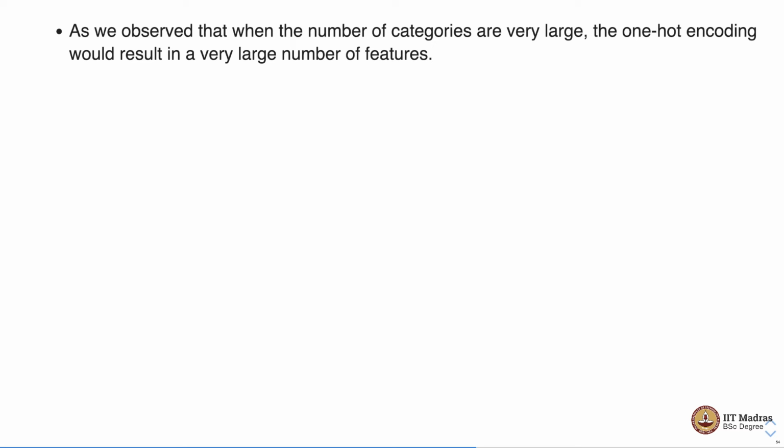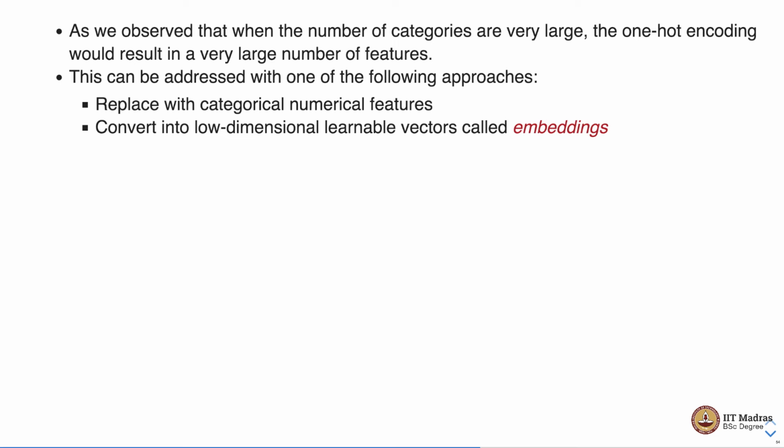As we observed, when the number of categories is very large, the one-hot encoding would result in a very large number of features. This can be addressed with one of the following approaches. We can either replace the one-hot encoding representation with categorical numerical features, or we can convert it into a lower dimensional learnable vector called embeddings.